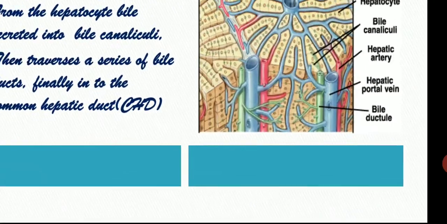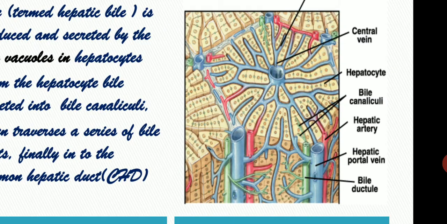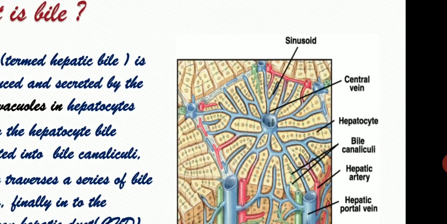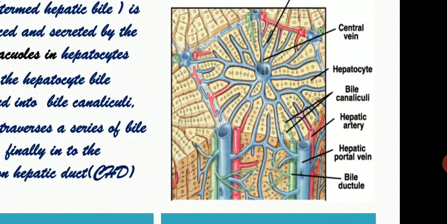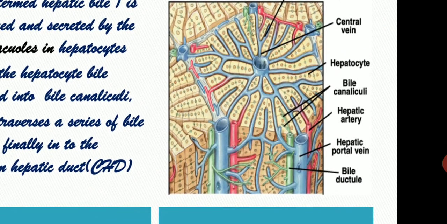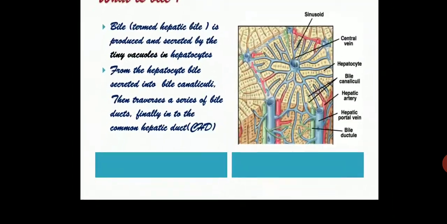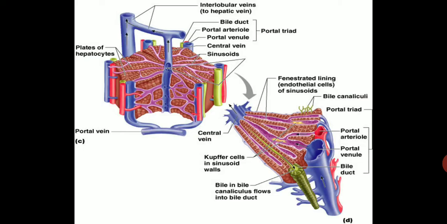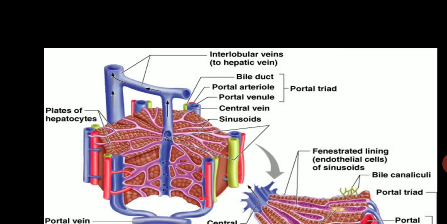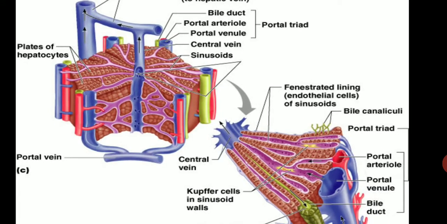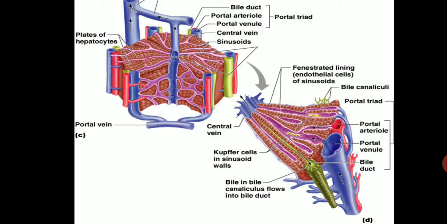Here in this diagram, the various pathways are shown. The central vein, hepatocyte, bile canaliculi, hepatic artery, hepatic portal vein, and bile ductules are shown. In this diagram also, the portal triad, the fenestrated lining, etc., and all important parts are shown.